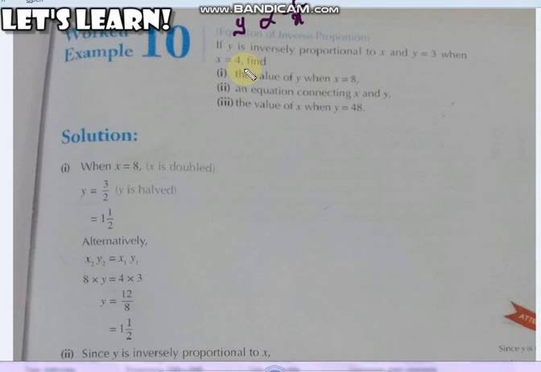The question asks us to find the value of y when x is equal to 8. In such questions where we are asked to find a value, here we are asked to find the value of y. Then first we have to check whether we have two values given of x and y that are connected to each other. If you see in this question, yes, we are given the two values which are connected to one another.